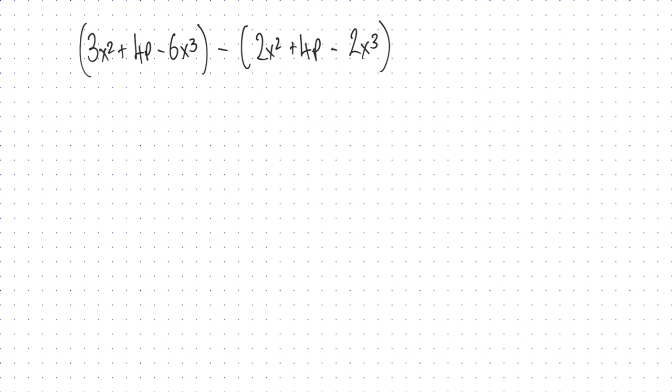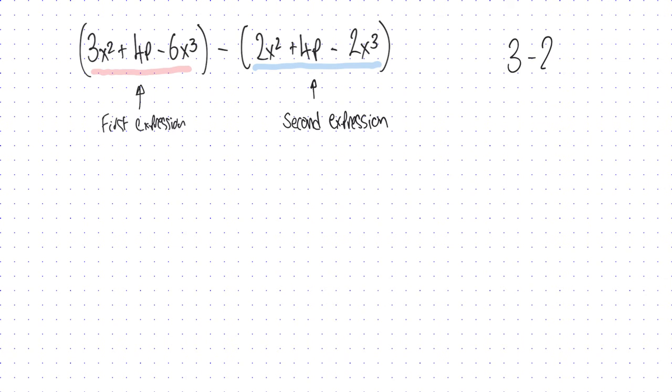Now, the first thing you're going to see is that we've got this set here and this set here. So this is our first expression, and this is our second expression. Now, we want to take the second expression away from the first expression, right? Like 3 minus 2, we'd be taking the 2 away from the 3.